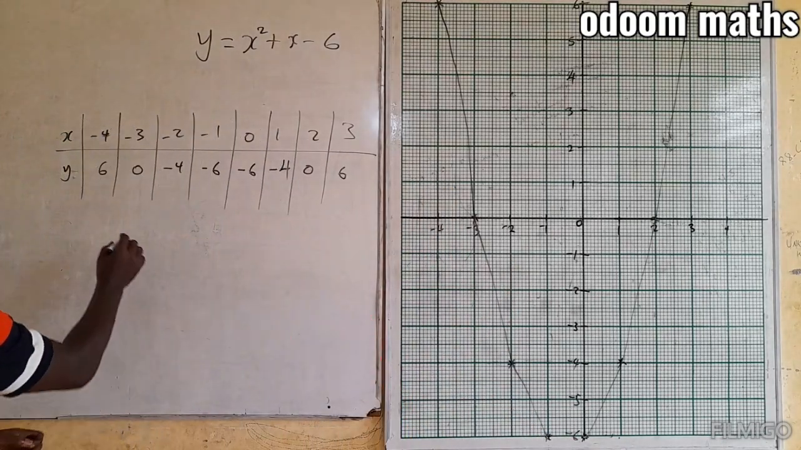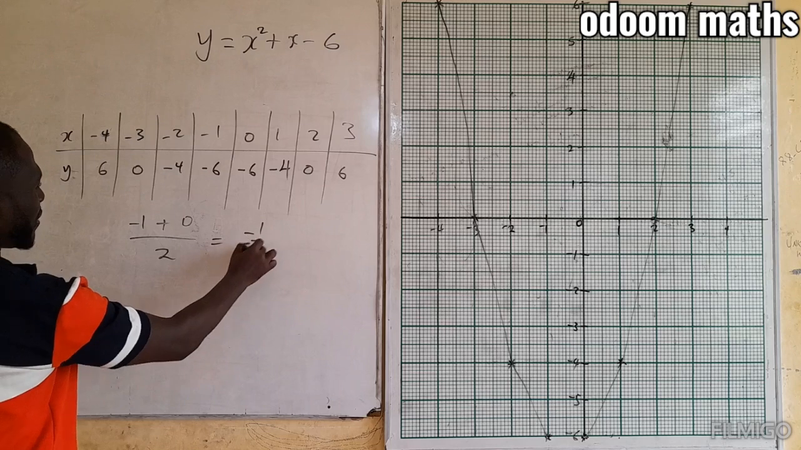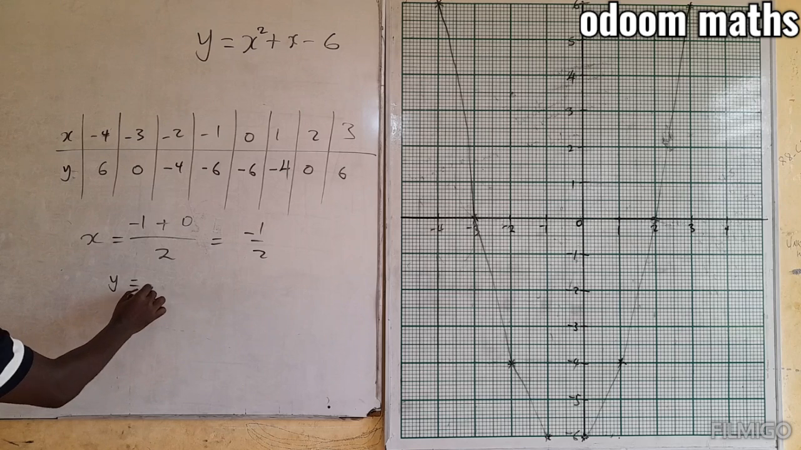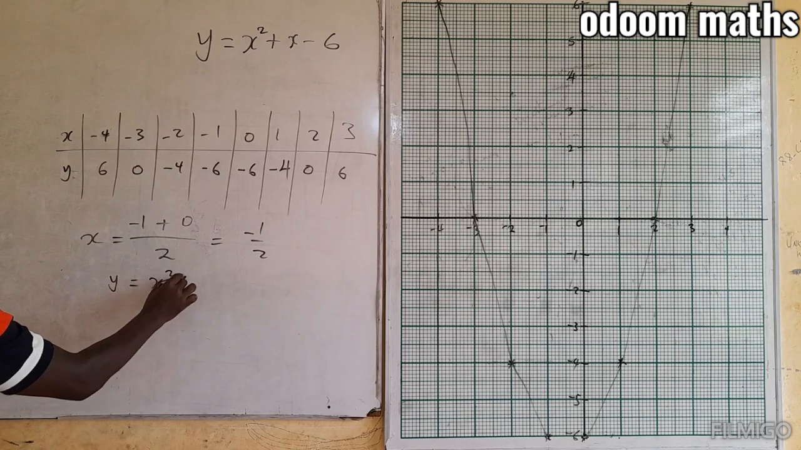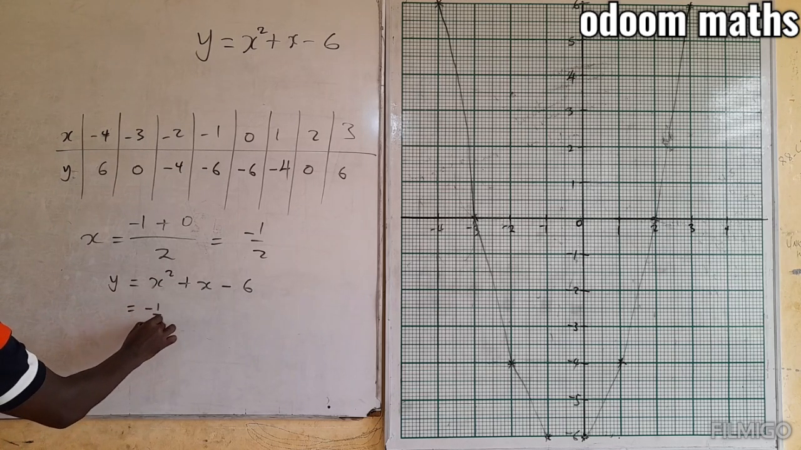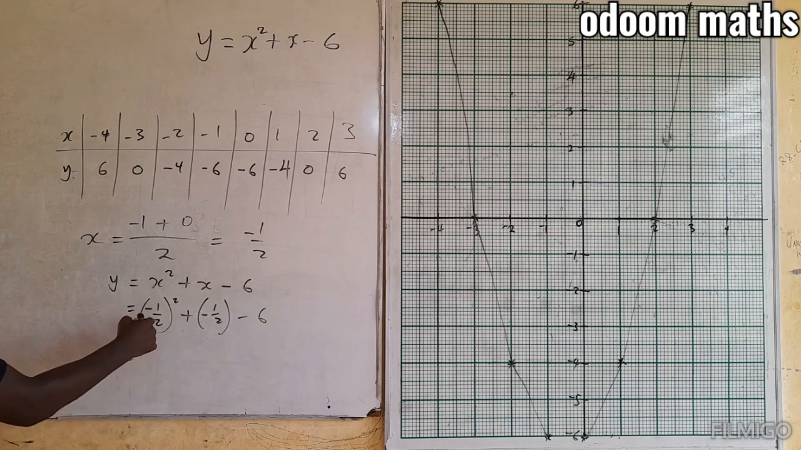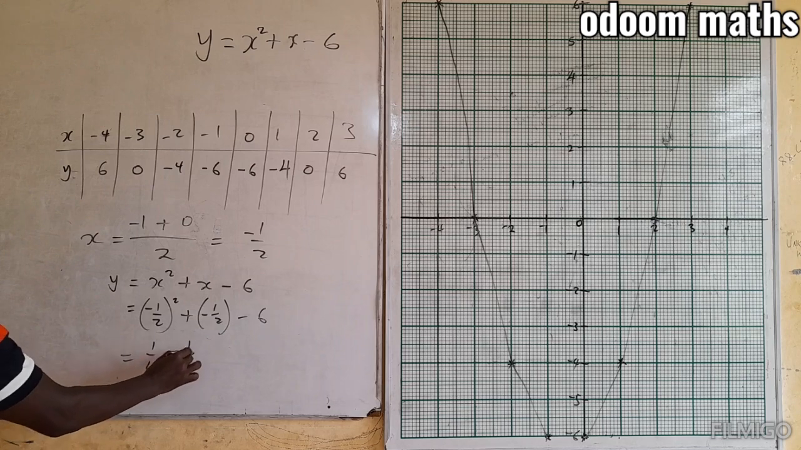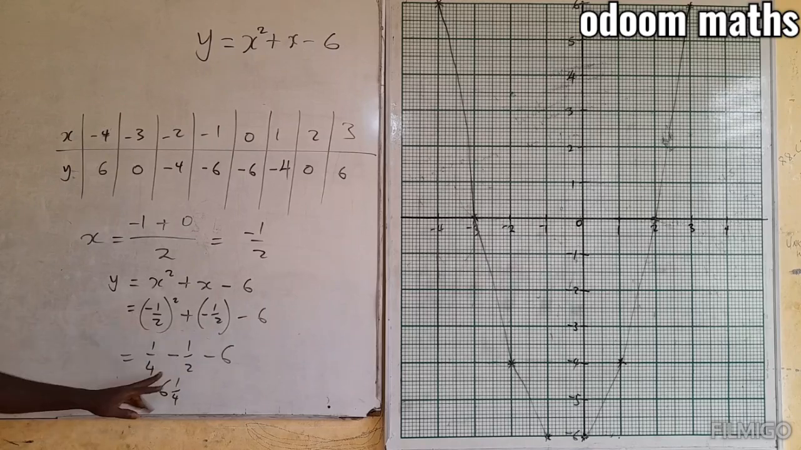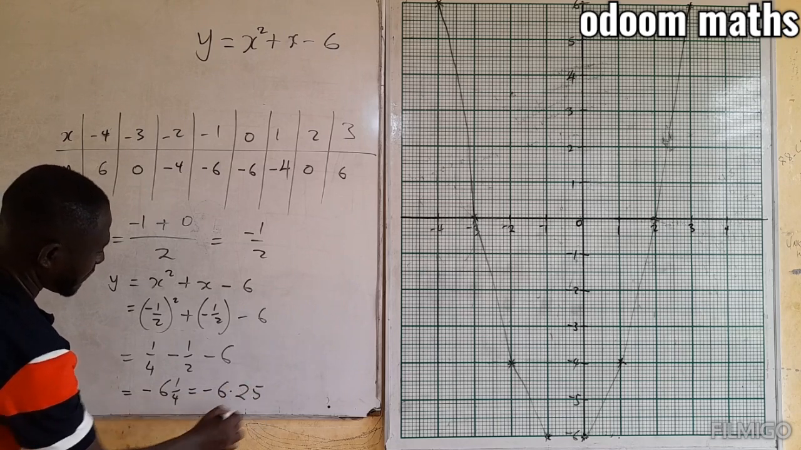So the x value there is -1 plus 0, and then we divide by 2. So that is going to be -1/2. So our x is equal to that. So y is x squared plus x minus 6. So x becomes -1/2: -1/2 squared plus -1/2 minus 6. So this is 1/4 minus 1/2 minus 6. So this gives us -6 whole number, 1/4, which is the same as -6.25. So that is the y value.